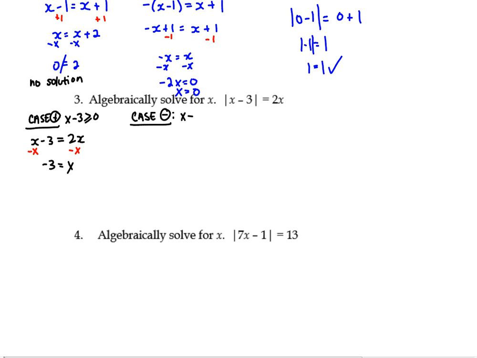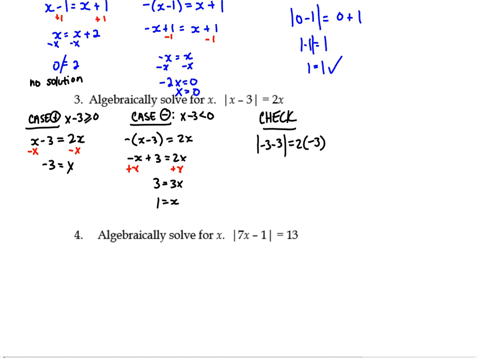The negative case is that if x minus 3 is less than 0, if it's a negative value, how do we make it equivalent to the positive absolute value? Negative times x minus 3. So distributive property, now what? Plus x. Add 3, 3 equals 3x. So x is 1. Are we done? Check. Does the absolute value of negative 6 equal negative 6? What is the absolute value of negative 6? 6. Is that true? No, that is not true. So guess what? Negative 3 is extraneous.